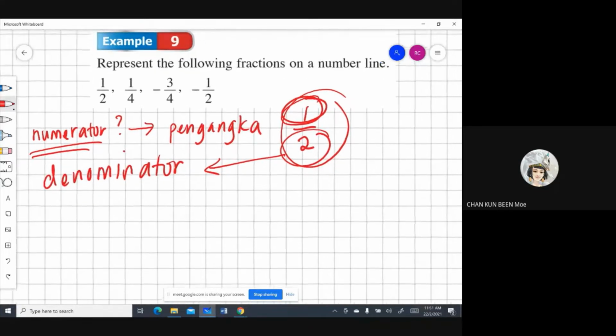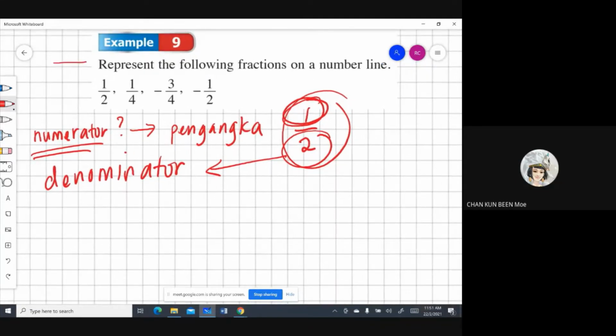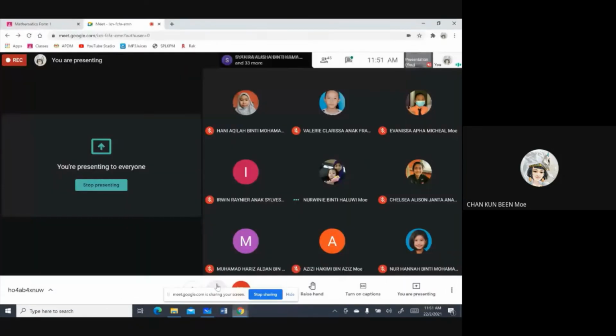So when we have to represent the fractions using a number line, who is turning on? We need to mute your mic. You mute your mic, so that the rest can listen to me.